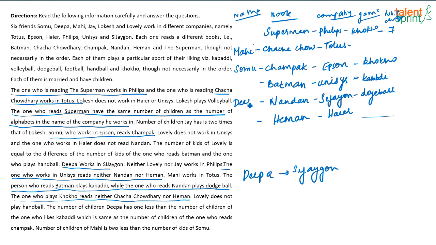This is Deepa. Okay, now next we have to fix, if you look at the names, Lovely. It is given Lovely does not work in Unisys. So where can Lovely come? Lovely does not work in Unisys. So Lovely has to be here or here, right? Now what else is given about Lovely? Let us see. Neither Lovely nor Jay works in Philips. So obviously this can't be Lovely. So this has to be Lovely.